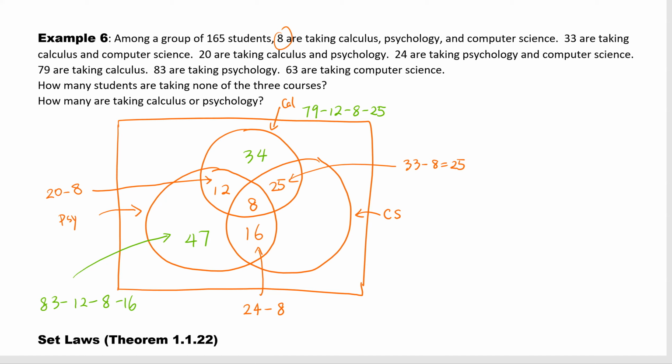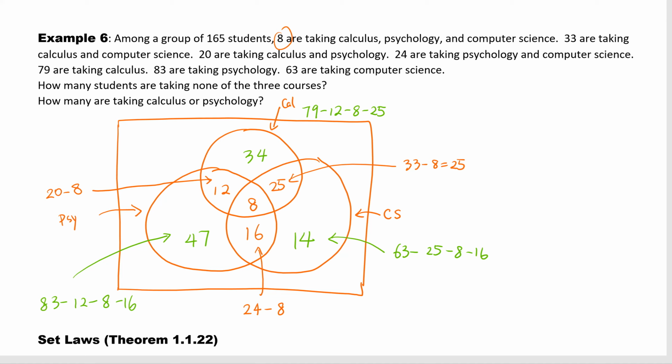Okay, next. 63 are taking computer science. So everything here is 63. Then this region is 63 minus the other 3 regions, 25, 8, and 16. So what is that? You know, 8 plus 16 is 24. 24 plus 25 is 49. 63 minus 49 is, is it 14? Yep. All right. So now we have figured out a lot of regions.